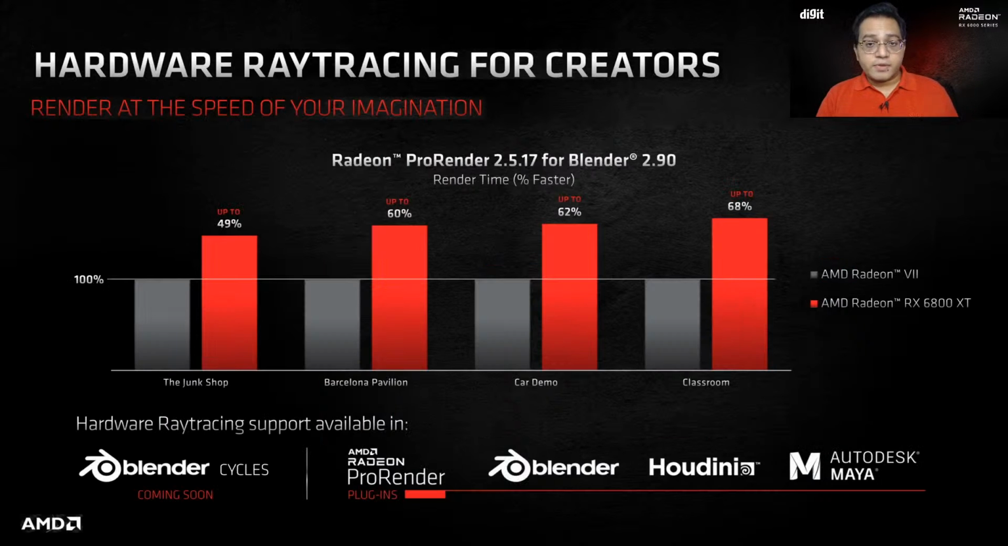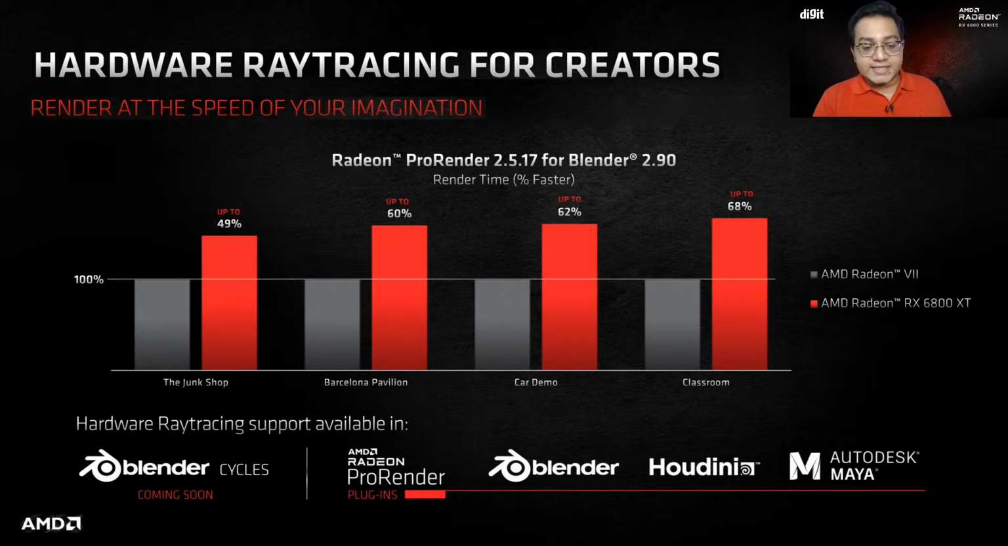Now you have several software mentioned over here. There's Blender, Houdini, Autodesk Maya. These are all several 3D modeling and authoring software that can take advantage of the ray accelerator that's present in the RDNA 2 GPUs.